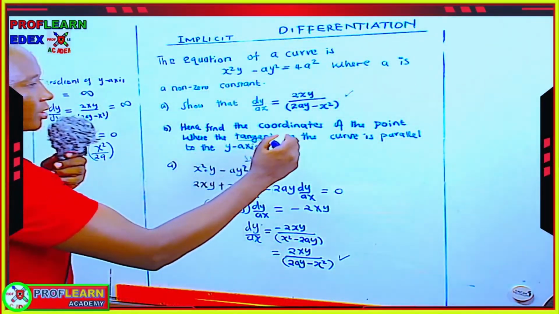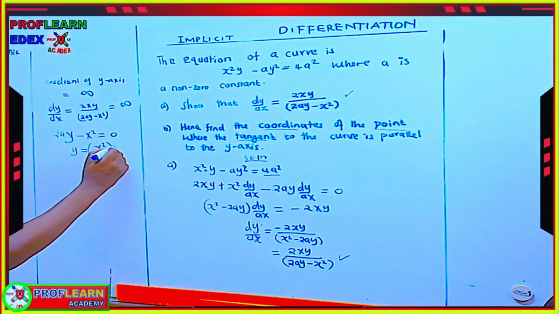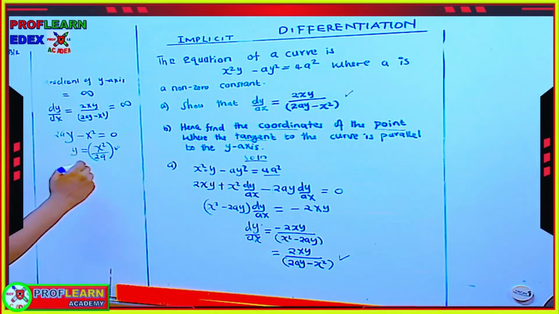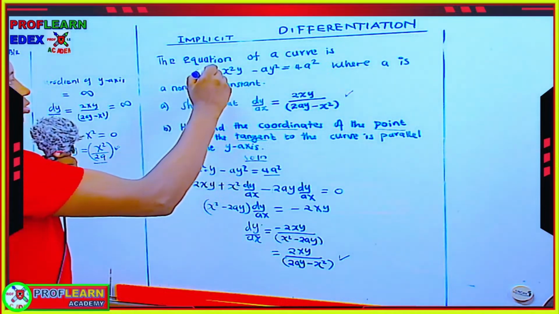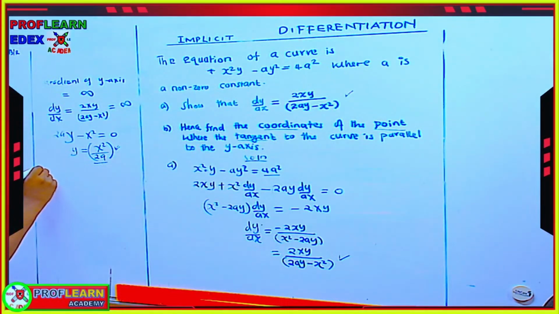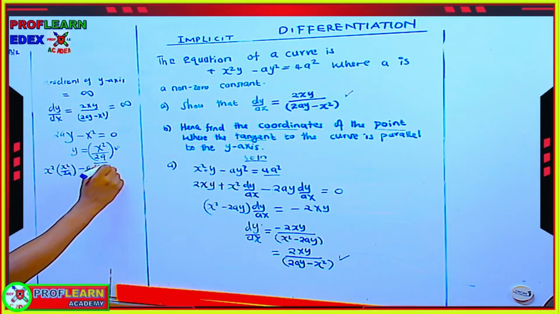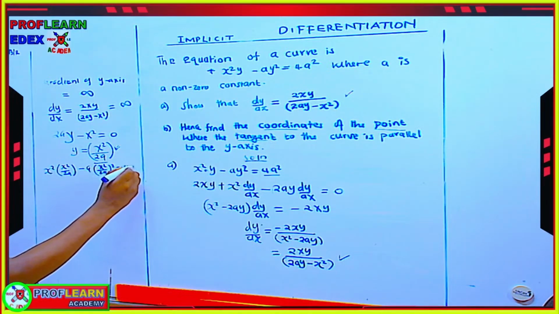Find the coordinate of that particular point. We are going to substitute anywhere we have y into the original equation. So this is going to be x squared. We have y here, so we shall replace that with x squared over 2a, minus a times (x squared over 2a) squared equals 4a squared.